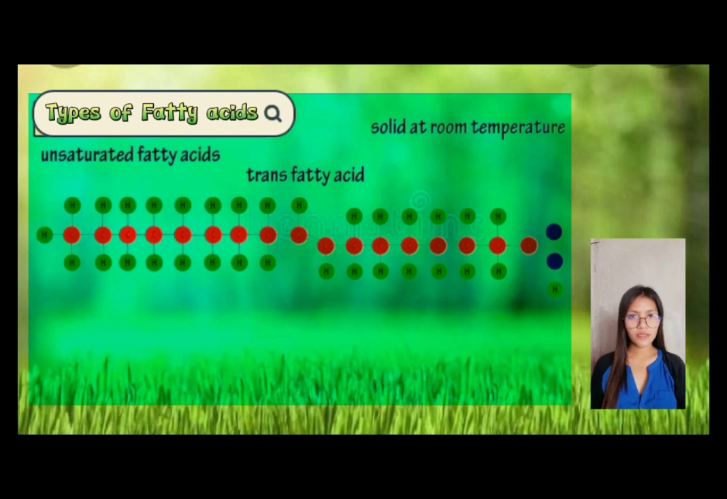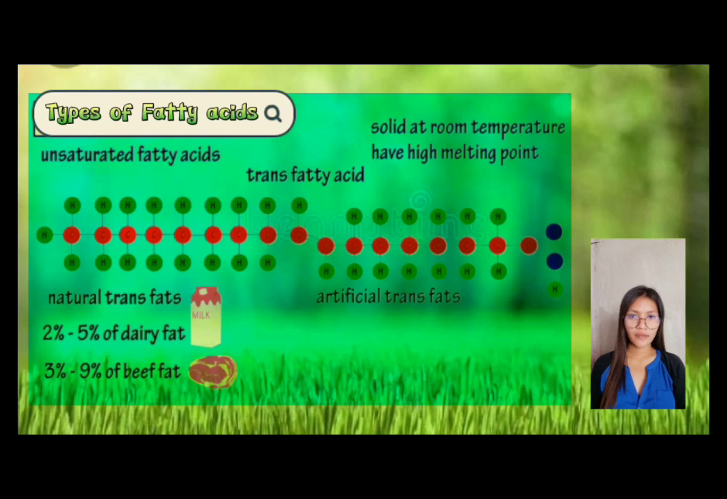There are natural trans fats and artificial trans fats. Natural trans fats, also known as ruminant trans fats, typically make up 2% to 5% of dairy fat and 3% to 9% of beef fat. Artificial trans fats turn liquid oils into solid fats through a process called hydrogenation, which converts vegetable oils to solid fats by adding hydrogen. Some foods that contain trans fats include margarine, fried foods, and many fast foods.